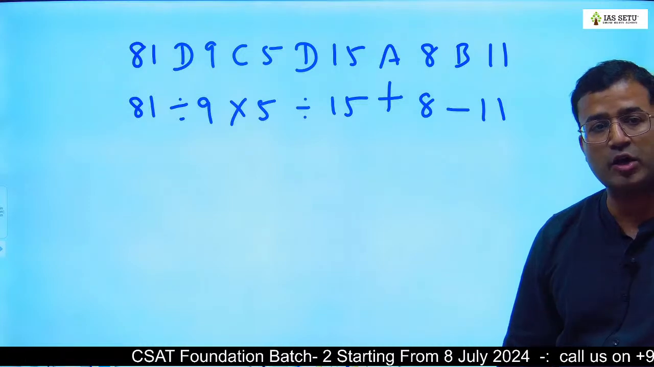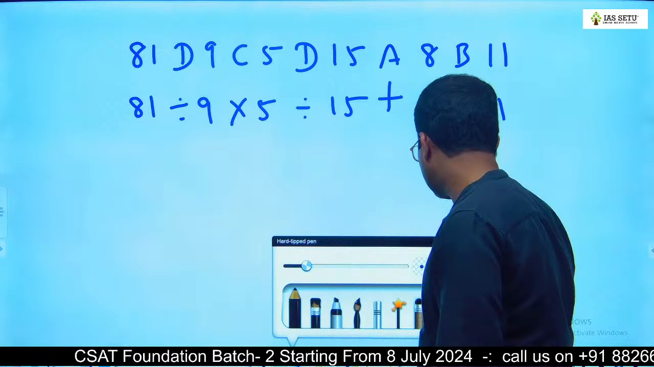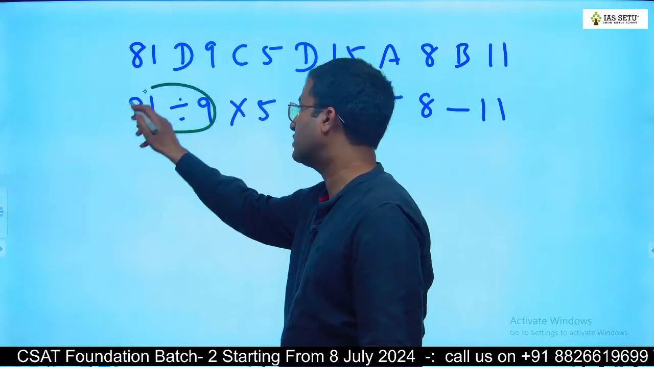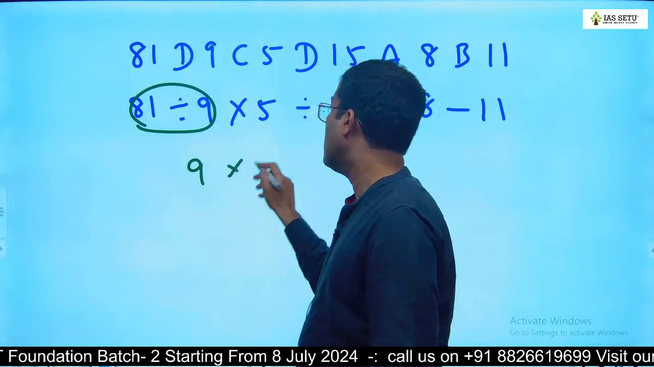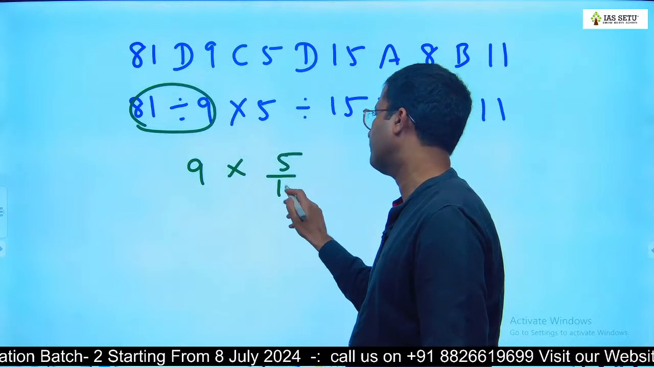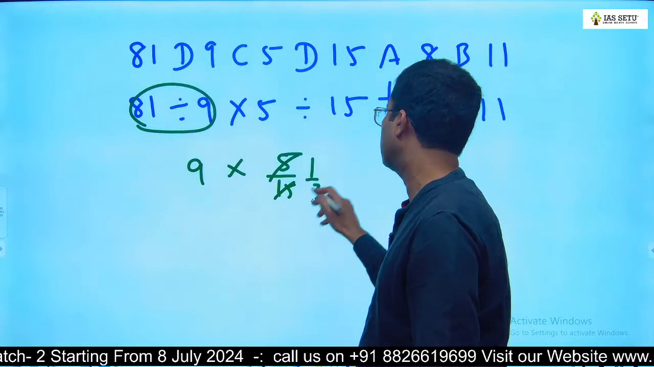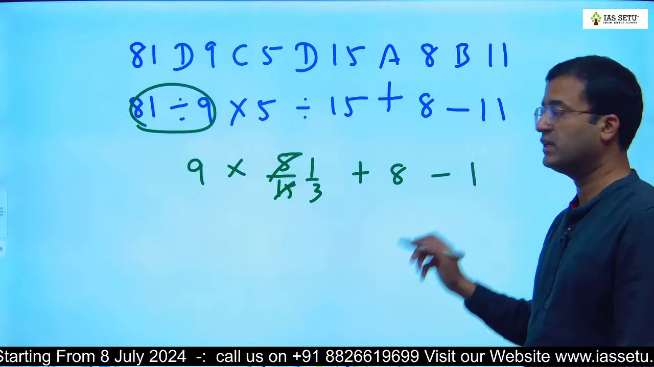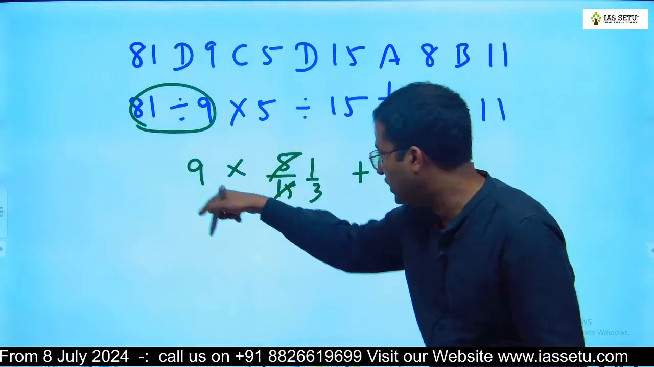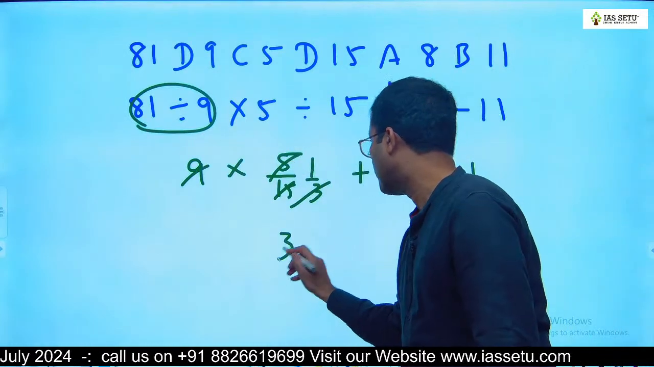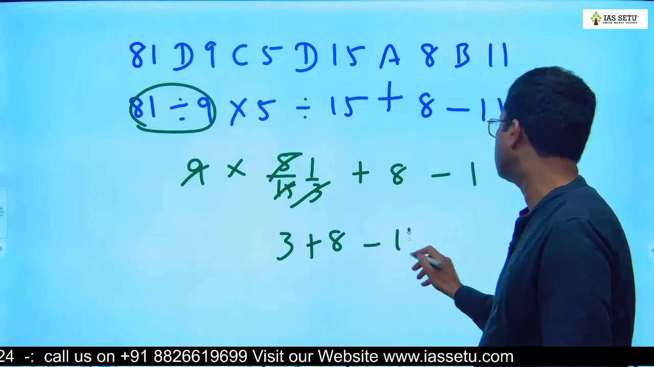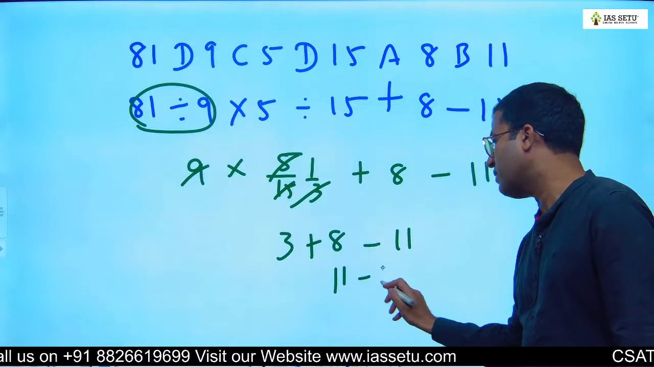In BODMAS, what comes first? Division. But there are two divisions. First this division gives you 9, and this is 5 by 5. This is 1 by 3 plus 8 minus 11. Then this multiplication gives you 3 plus 8, 11 minus 11.